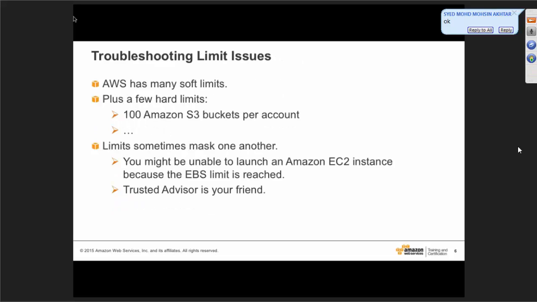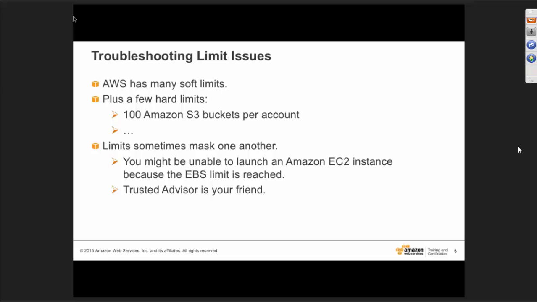Like I was saying with limits, there are limits in AWS. If you look up service limits with AWS, you will see a very large list of them. Don't memorize them. You just have to know that they do exist and they may stop things from launching.